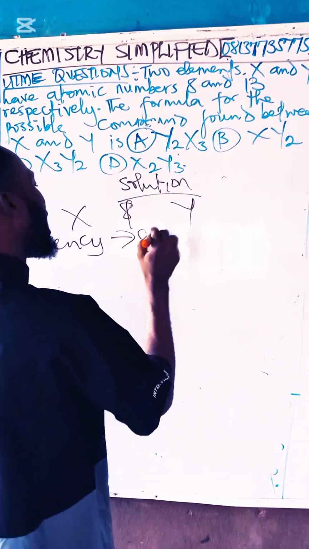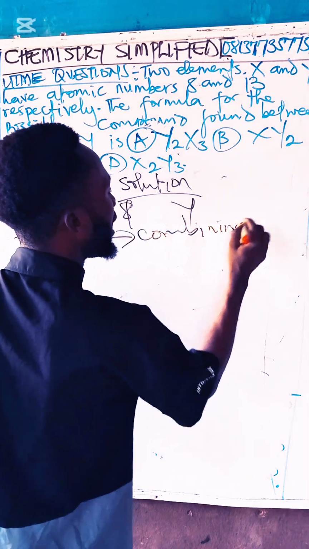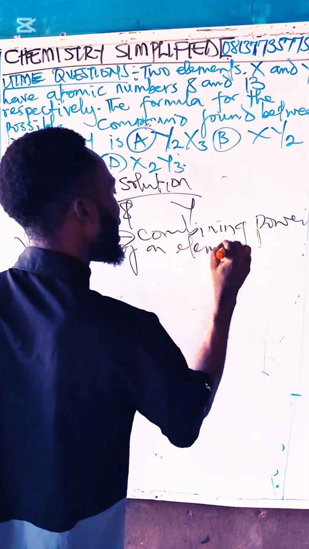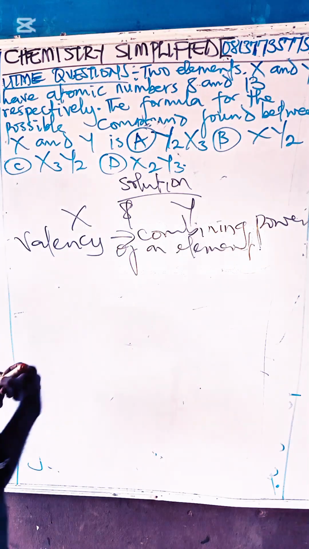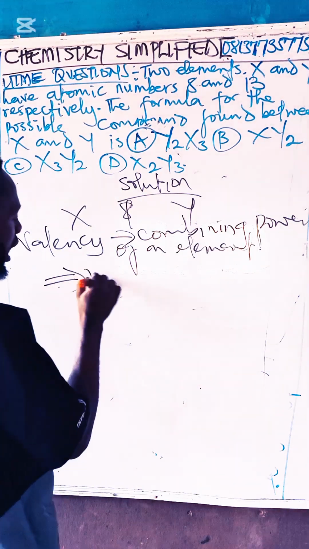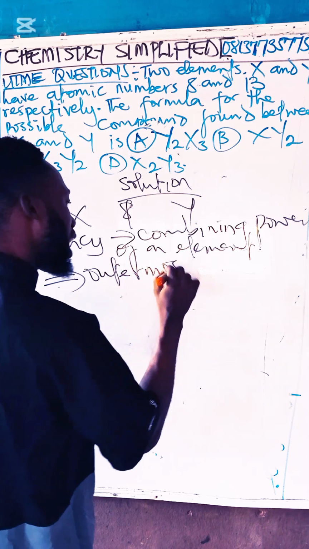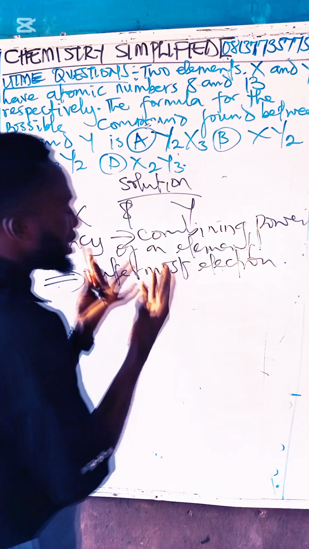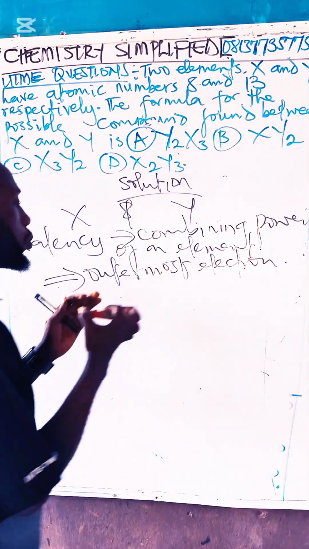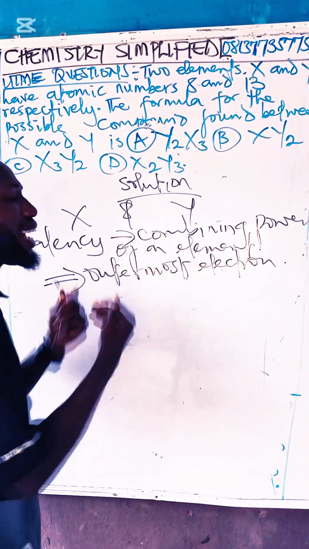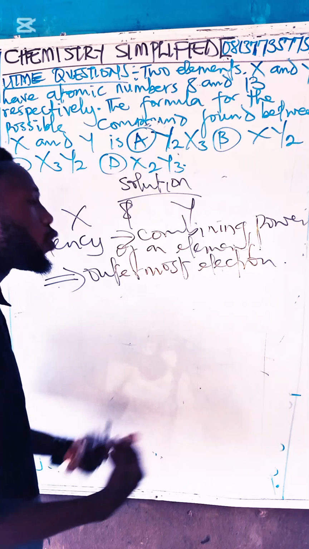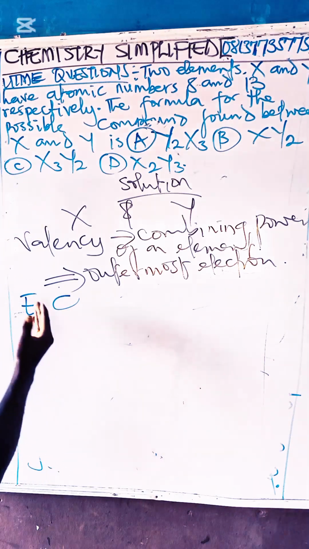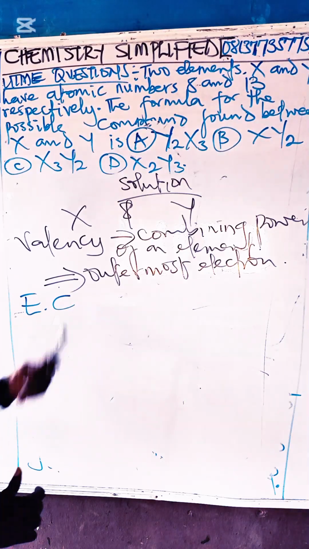Valency is defined as the combining power of an element. In other words, valency is the same thing as the outermost electron. So it has outermost electrons in the shell of an atom. Now, how can we get the outermost electron? It is through electronic configuration, EC, of that particular element.